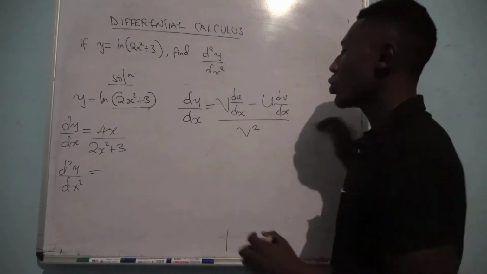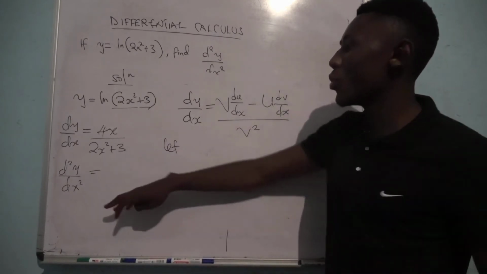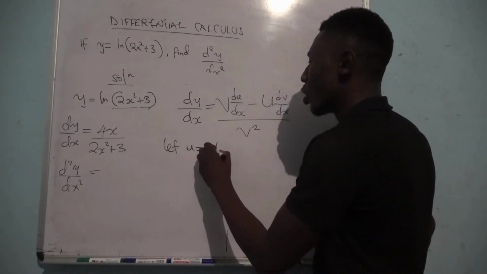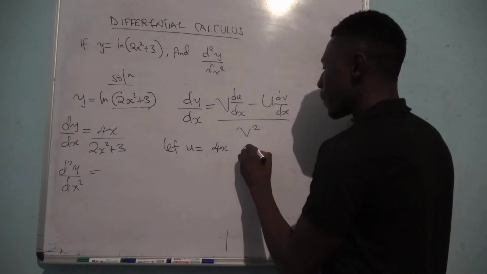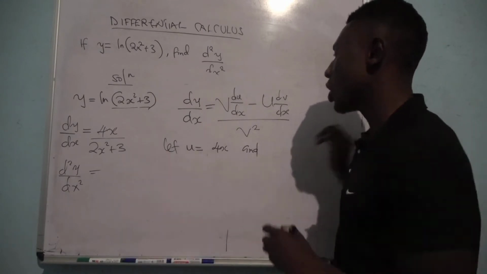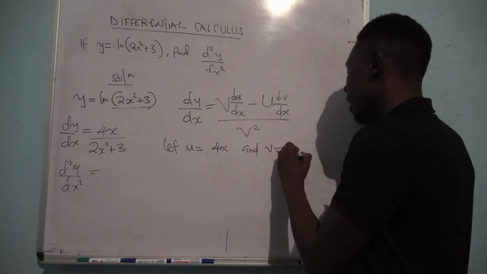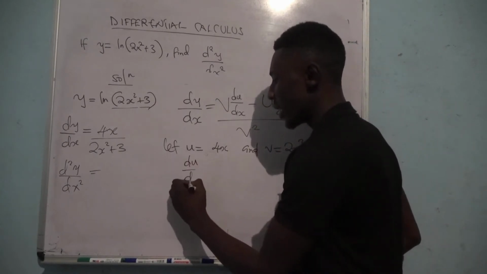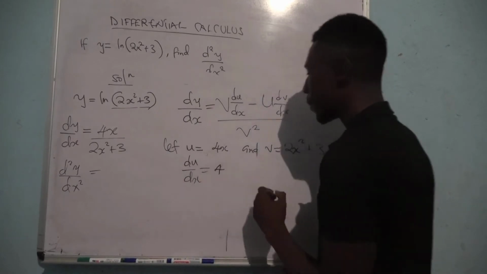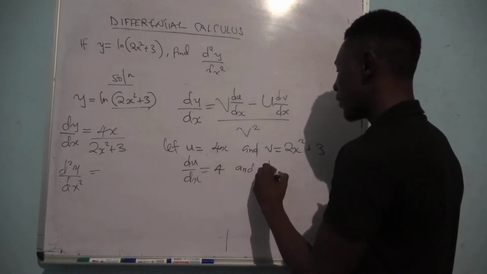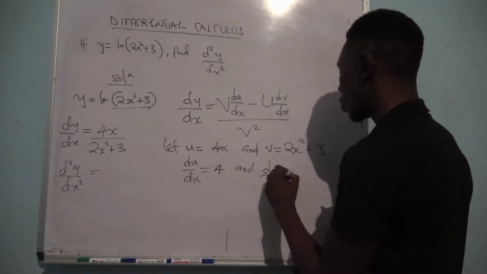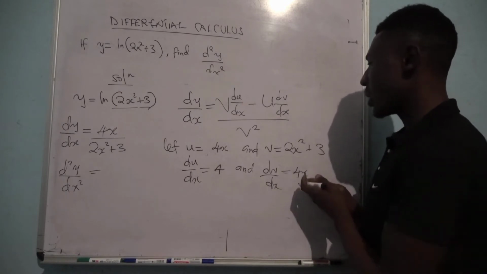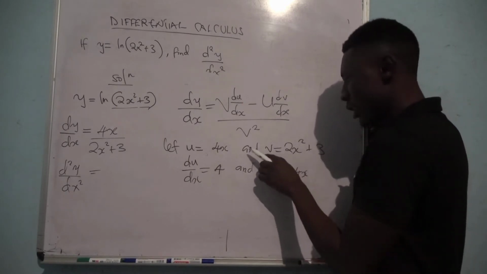From what we have here, we're going to let the one on top be our function u. So let u be equal to 4x, and v will be the function down here, which is 2x squared plus 3. From there, we find du dx. So du dx will be equal to 4, and dv dx will be equal to 2 times 2, which gives us 4x. So this is our derivative for v.